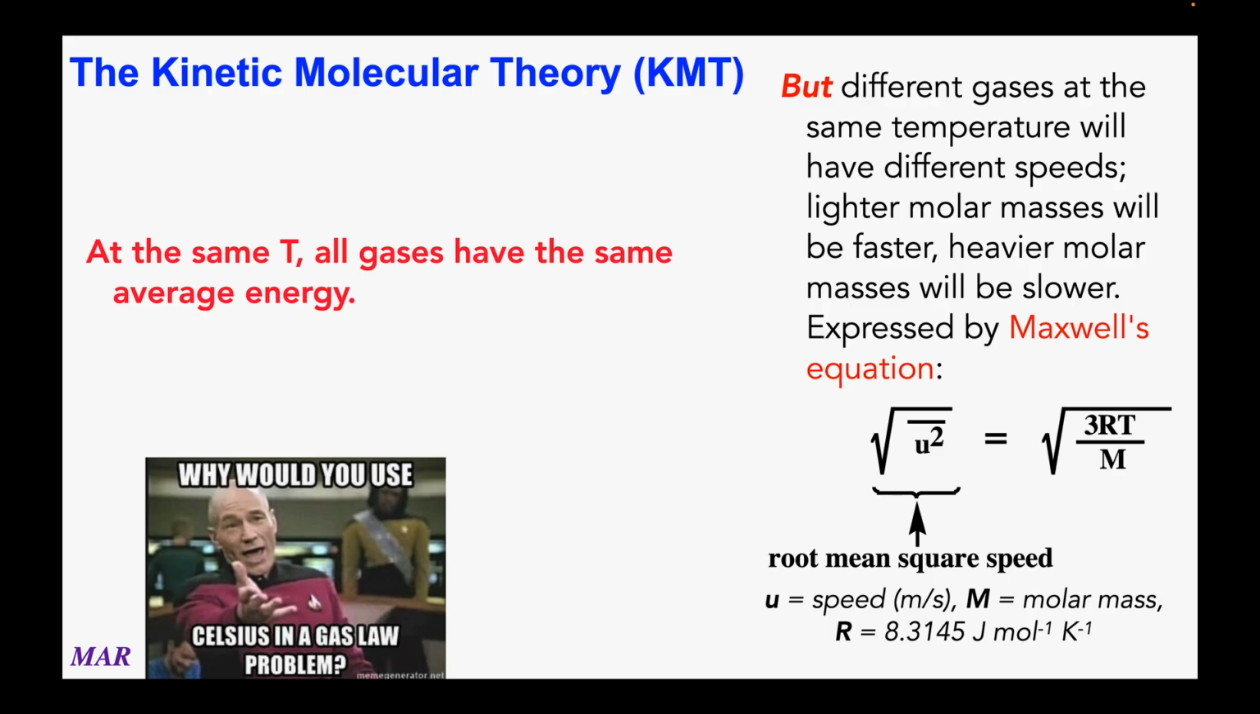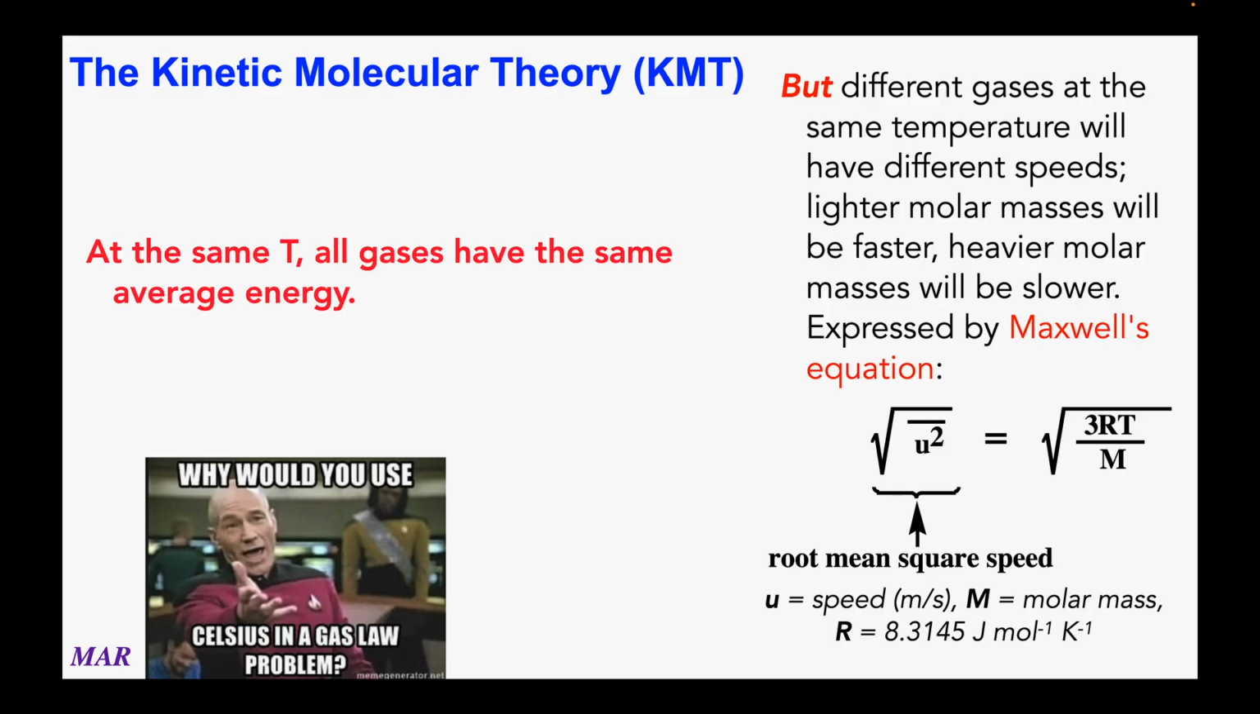But what I do want you to see is that u is the speed, and it's proportional to temperature on the top and molar mass on the bottom. So if you want the speed of your gas to be bigger, you want small molar masses and bigger temperatures. On the other hand, smaller temperatures will have smaller speeds, bigger temperatures will have bigger speeds. And if you're comparing two gases with different molar masses, the smaller molar mass gas will have a bigger speed, and the bigger molar mass gas will have a smaller speed.